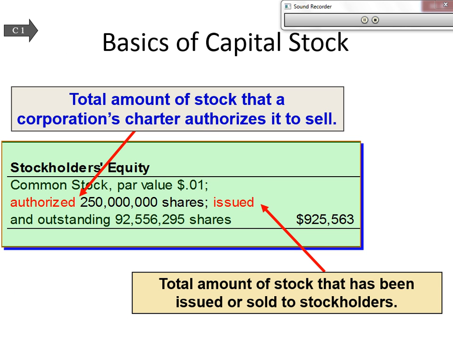So, basics of capital stock. It's the total amount of stock that a corporation charter authorizes. And I know in your book it mentions, on page 512, about the charter. Now, what is the actual charter? They didn't show it on the PowerPoint, but we still need to talk about it.